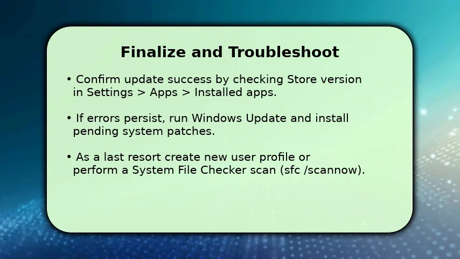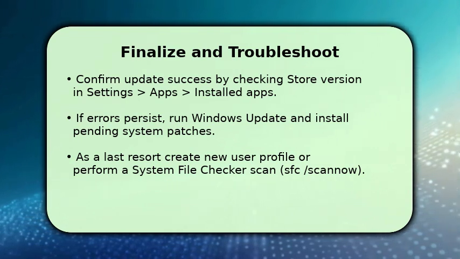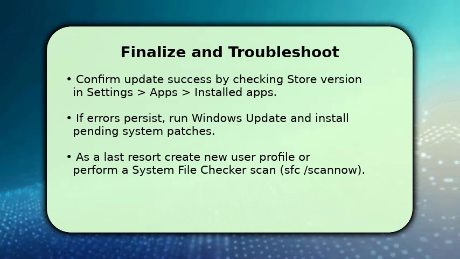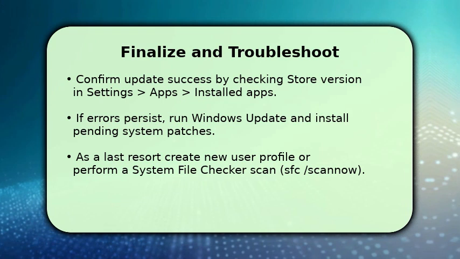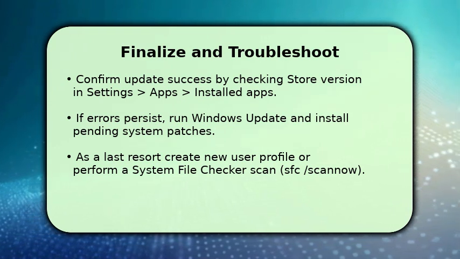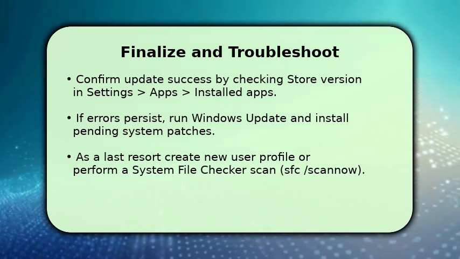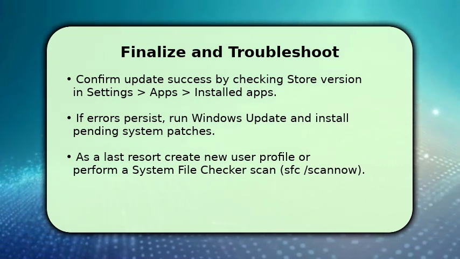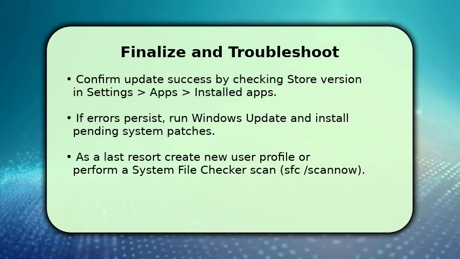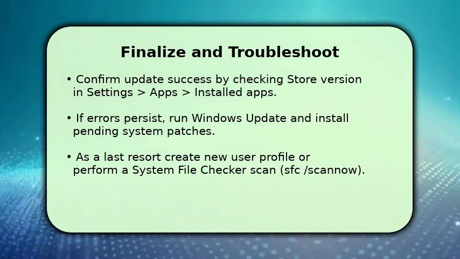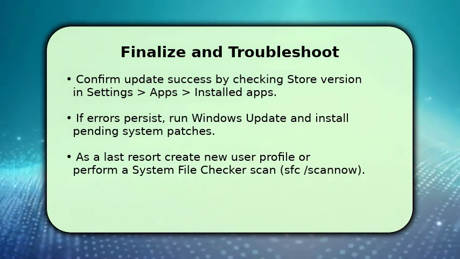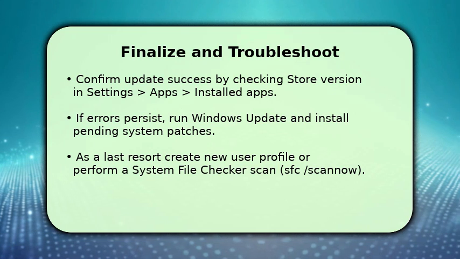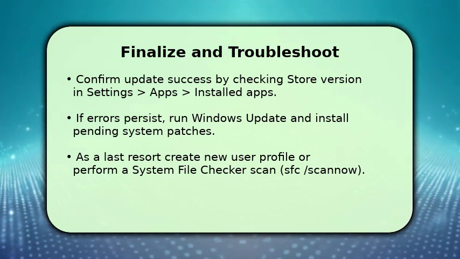Finish by verifying the Store updated. Go to Settings, Apps, Installed Apps, and check the Microsoft Store version number. If you still see issues, make sure Windows Update has installed pending updates, because Store components depend on OS patches. If problems persist, run System File Checker with sfc /scannow to repair corrupted files, or create a new Windows user profile to isolate account-specific problems. These steps resolve lingering permission or system integrity issues and restore Store functionality.